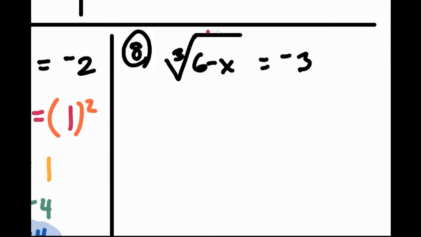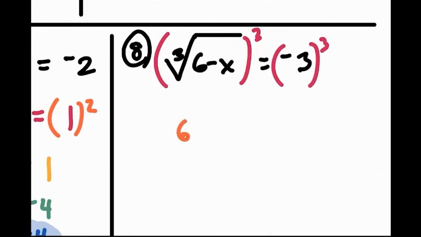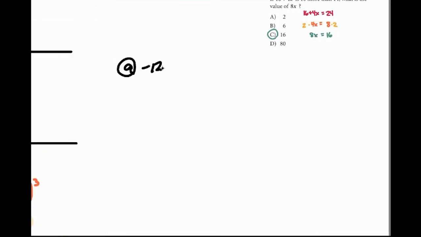All right, first thing we're going to do here, looks like 33 is the answer. We're going to cube both sides. Okay, then you're going to get 6 minus x here. -3 cubed is -27. Okay, I'm going to add x to this side, add 27 to the other side, and you get 33.